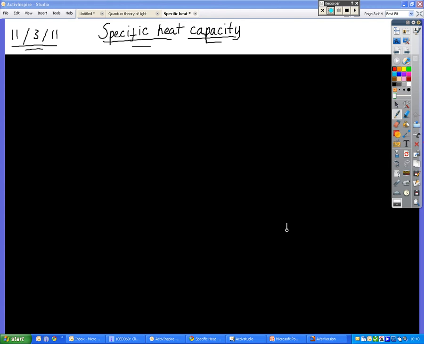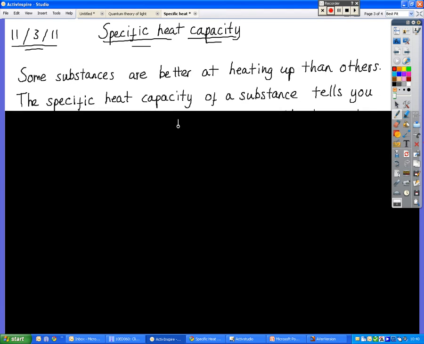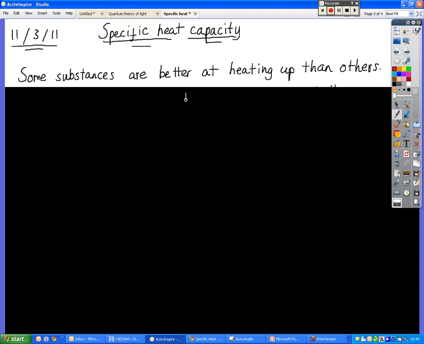At specific heat capacity today, and after the experiment we realised that some substances heat up better than others. So some of them take ages to go through 5 or 10 degrees in temperature change, and some of them do that very, very quickly. So that shows that not all materials heat up at the same rate.